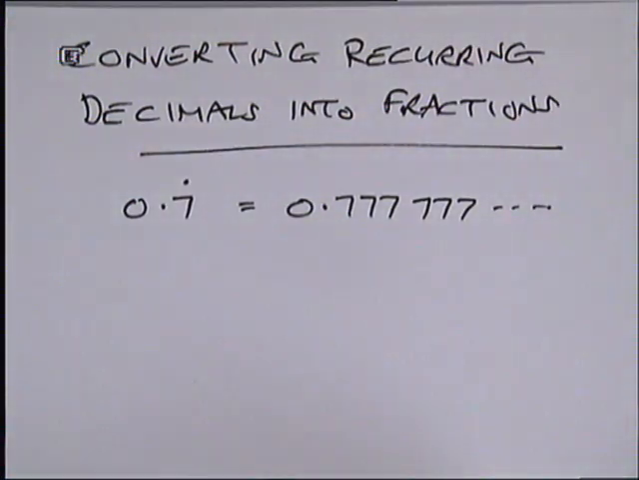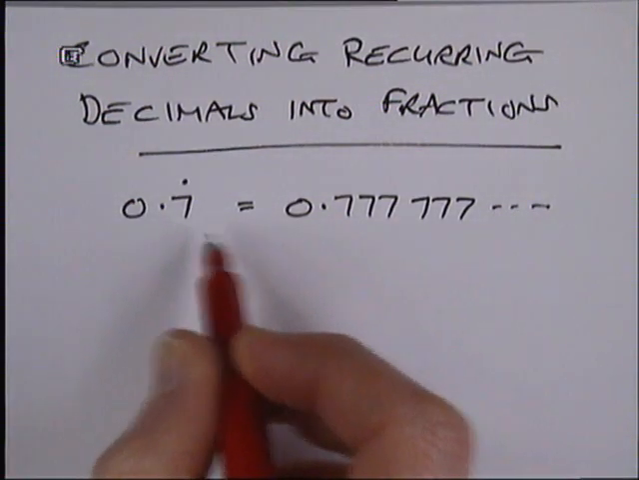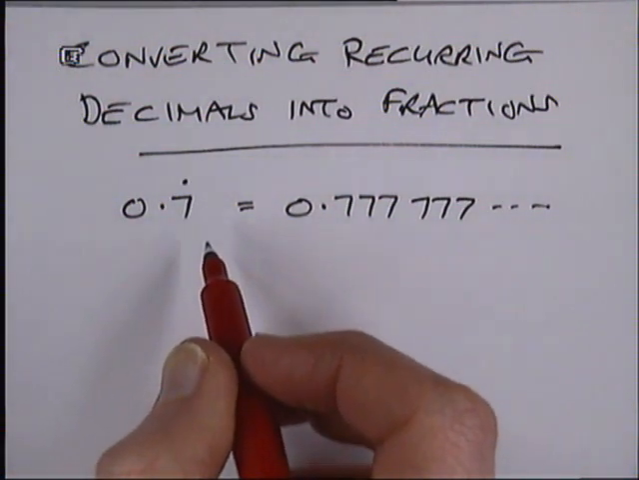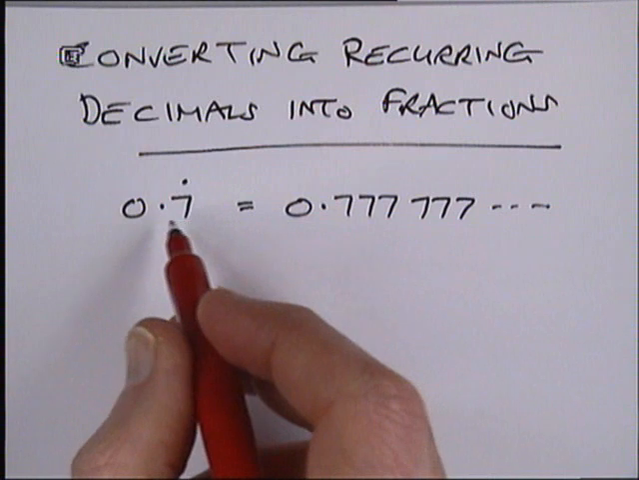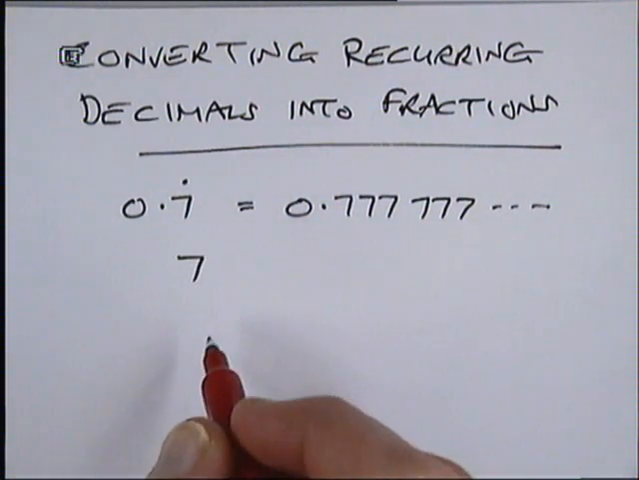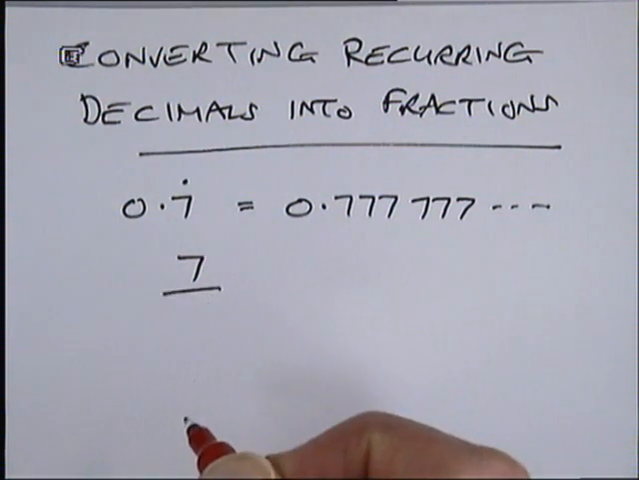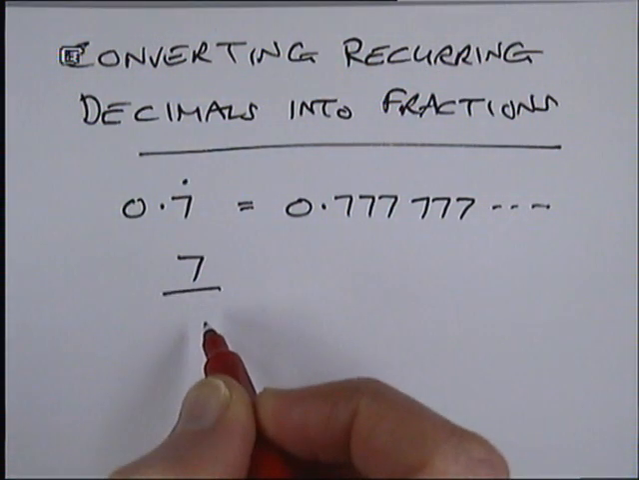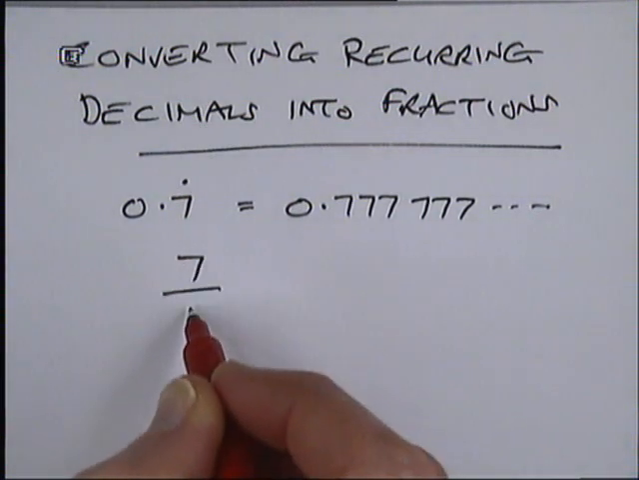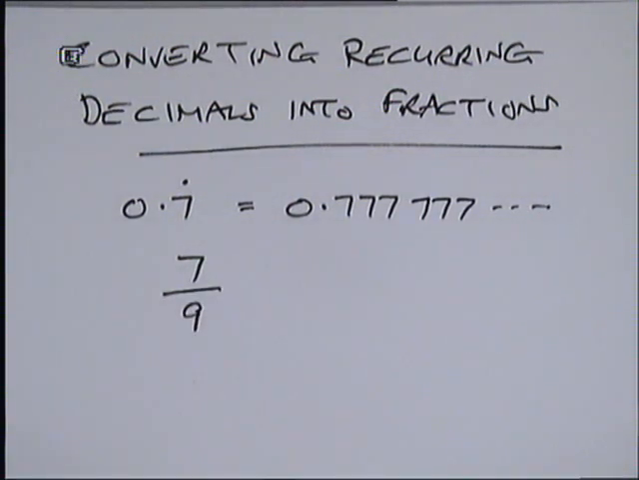They never stop. Now, if you look at this decimal, it's just one digit that's recurring. It's a 7. The 7 is going on forever. So to convert this recurring decimal into a fraction, write down your 7. That's the top number on the fraction, the numerator. On the bottom of the fraction, you always put 9s. And if it's one digit that's recurring, you put one 9. It's always 9 on the bottom. That's how these recurring decimals work.